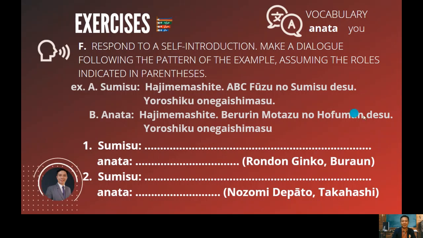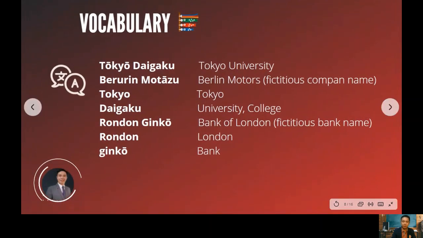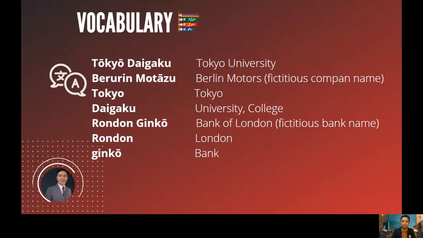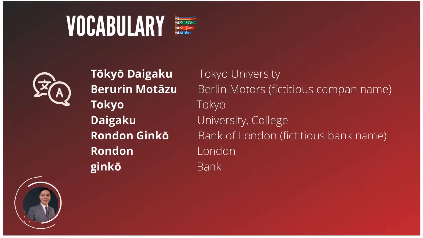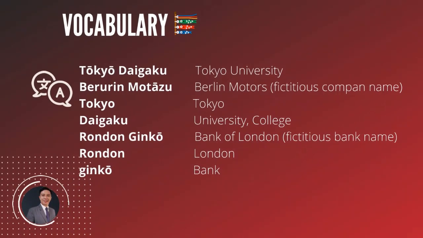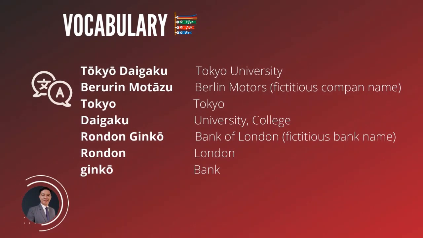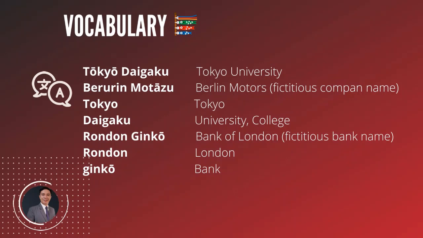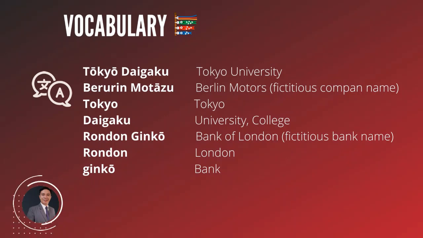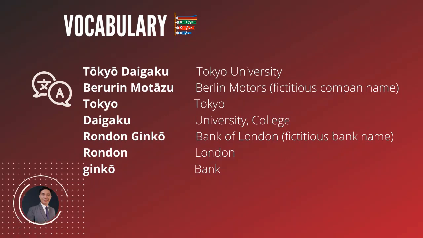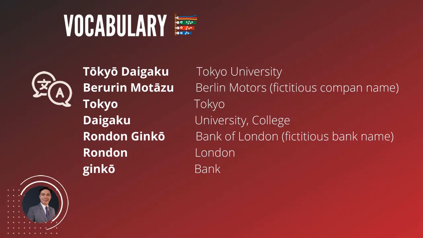Let's proceed to the next exercise. Guys, if you have questions, you may type them in our chat box or in our conversation. Here is additional vocabulary that we will use in the next dialogue. Tokyo Daigaku, or Tokyo University. Birurin Motazo, Berlin Motors. London Ginko, or Bank of London.